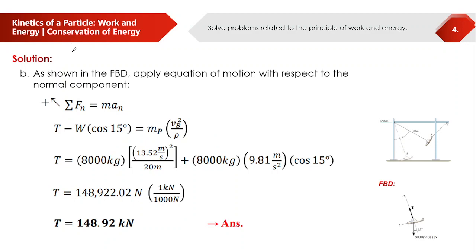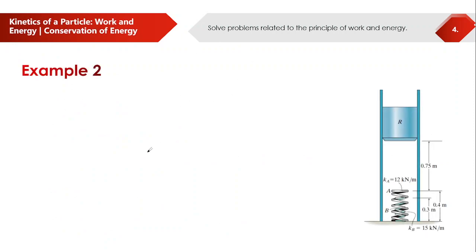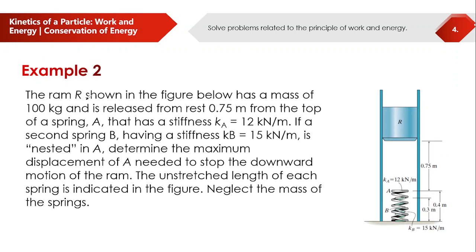Na-relate natin yung conservation of energy tsaka yung equations of motion. Okay? So, let's have another example. So, the ram R, shown in the figure below, has a mass of 100 kilograms and is released from rest 0.75 meters from the top of the spring. Okay? So, that's spring A.